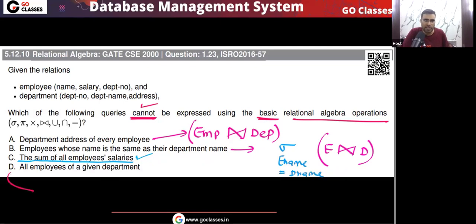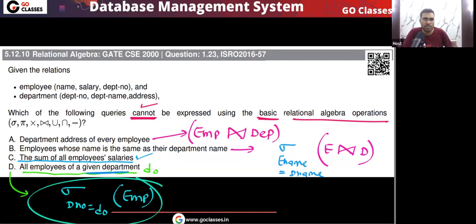What about option D? Let's see. Option D: all employees of a given department. Let's assume department D0, because the question is saying given department. Now we want all the employees of department D0. Then what will that be? Very simple. From the employee table, you can select where department number is D0. Yes or no? That's it. This is your answer for option D.